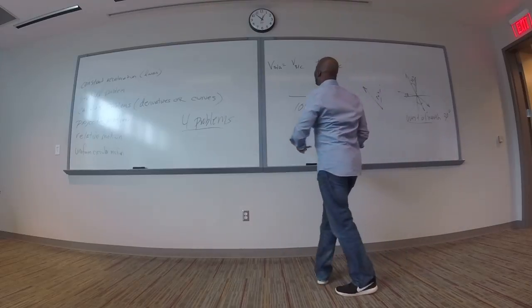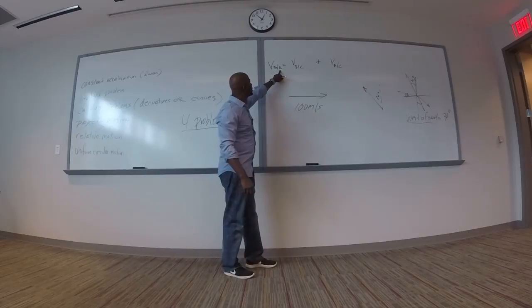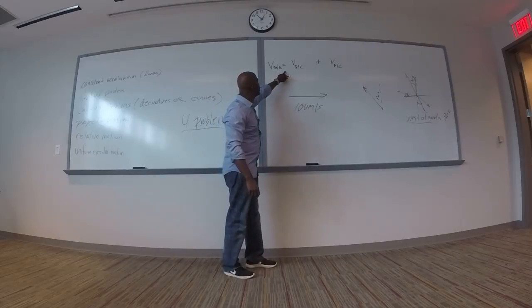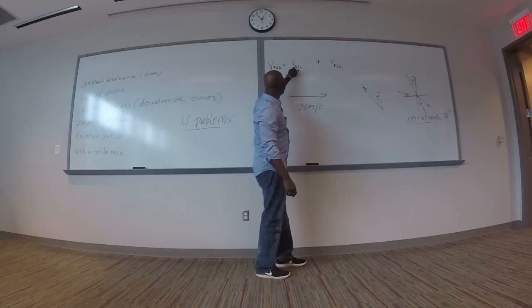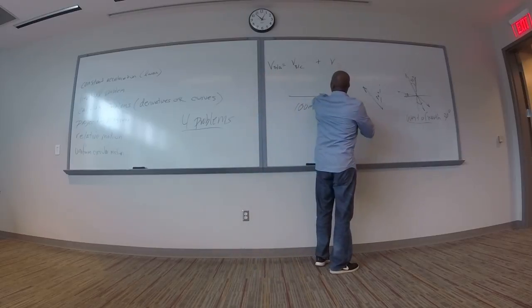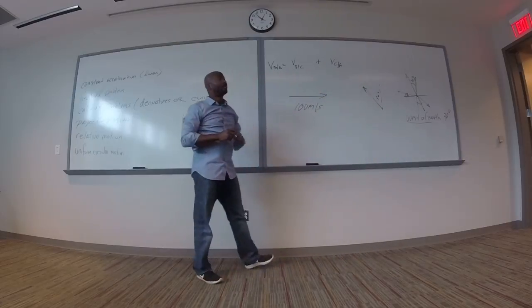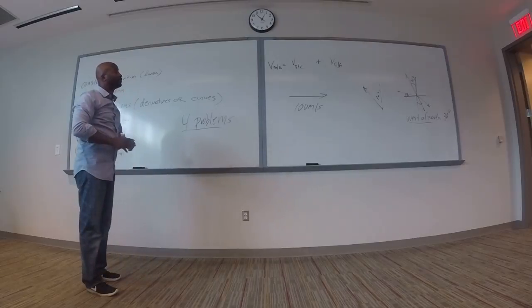Let's see. We have the plane relative to ground is equal to the plane relative to air, and air relative to ground, plus the air relative to ground. Right? That's what it should look like.